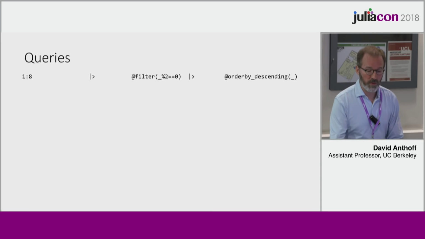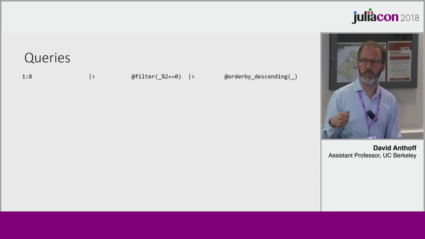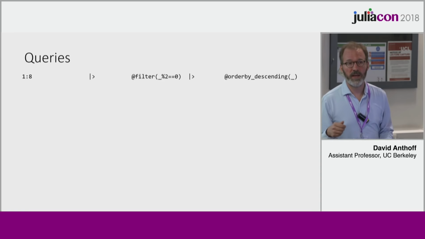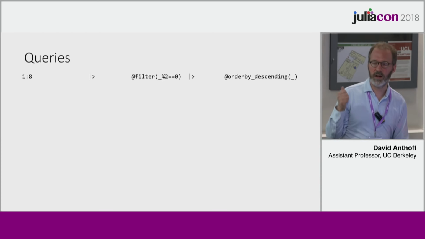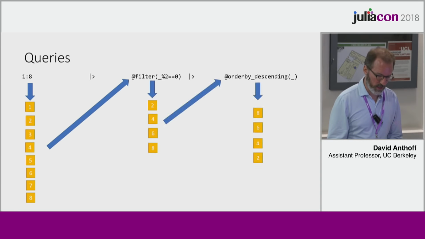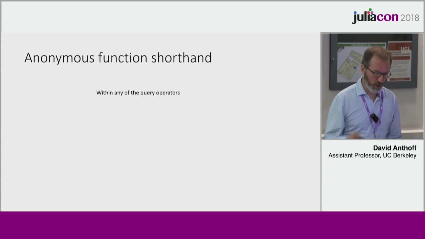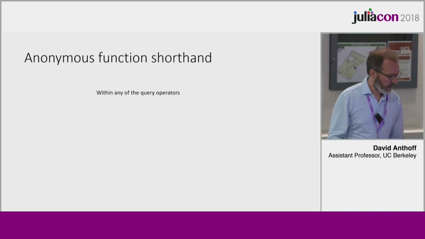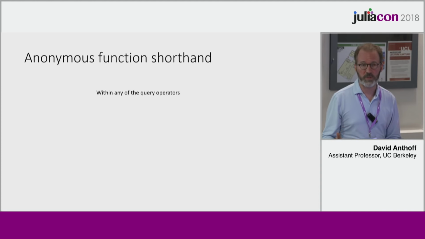The same is true here for order descending. What it actually needs is an anonymous function that takes one element and returns something else, and then the sequence will be sorted by that something else. And this underscore notation is just a shortcut that only works within query operators right now, within these macros. But I think there's hope that this will actually make it into the general Julia syntax at some point. It's a shortcut to create anonymous functions.